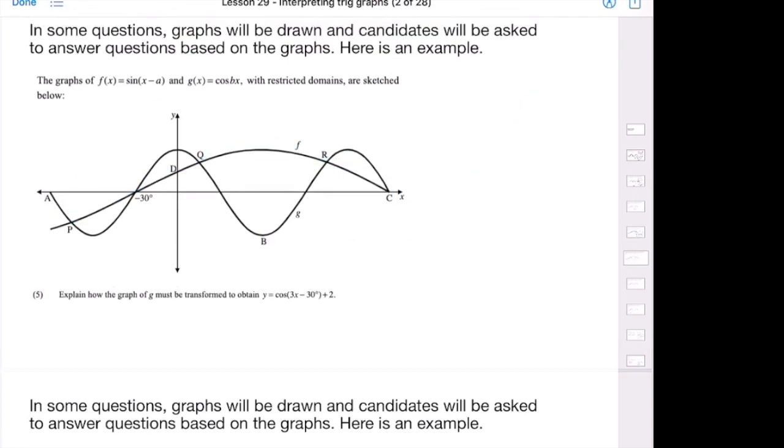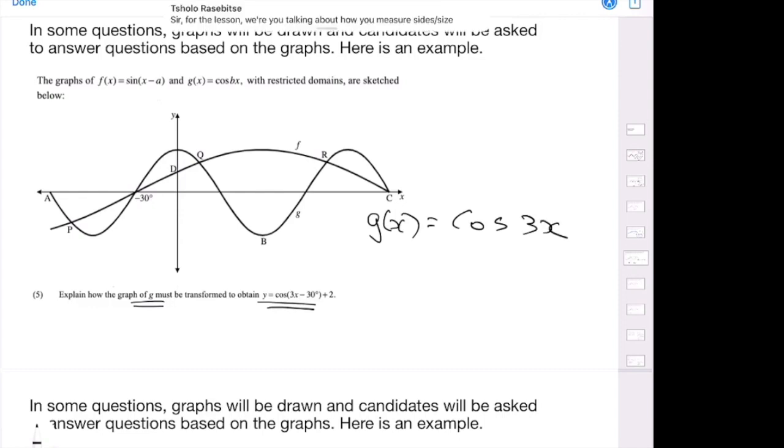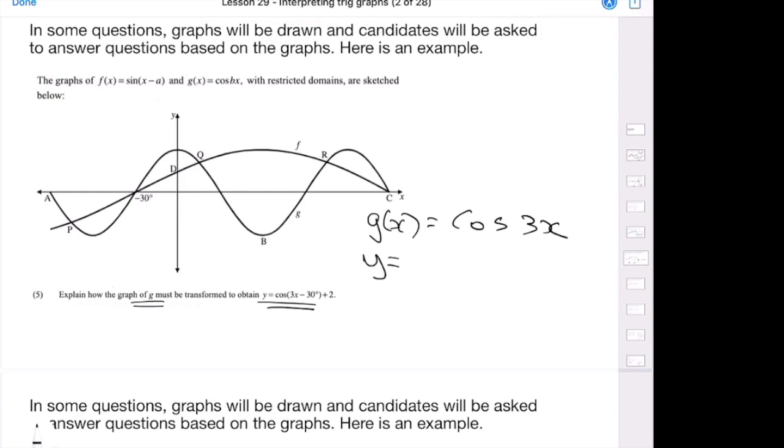Number 5, we are explaining how the graph of g should be transformed in order to get this new graph here. So first of all, remember the graph of g is given by cosine of 3x. And we are trying to transform that into another graph which is given as cosine of 3x minus 30 degrees, all that plus 2.